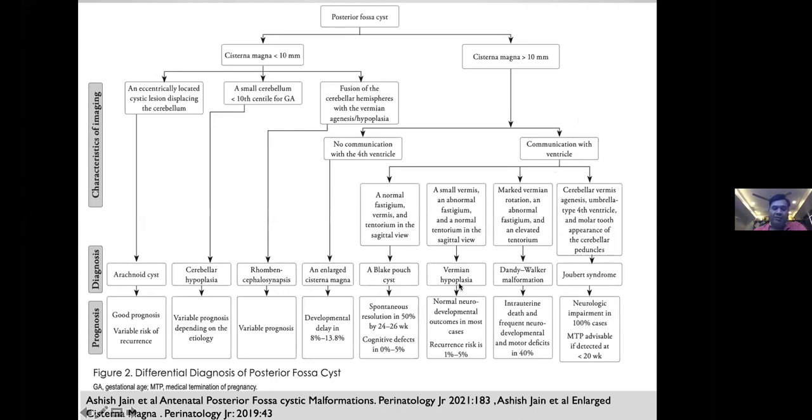Are you dealing with a vermian hypoplasia, wherein there is a normal developmental outcome in most of the cases with a recurrence of 1 to 5%? Or are we dealing with Dandy-Walker malformation, wherein you will find intrauterine death and frequent neurodevelopmental deficits in almost 50% of the cases, or Joubert syndrome, wherein the neurological impairment is almost 100%? So you can see that it all depends whether the cisterna magna is less than 10 mm and associated with cerebellar agenesis or vermian agenesis, or it is more than 10 mm with the communication with variable hypoplasia of the vermis and the cerebellum, which decides the outcome.